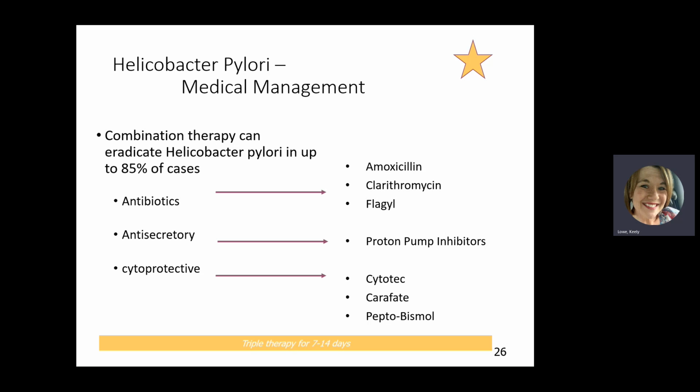Okay, so let's finish talking. We're talking about Helicobacter pylori. So how do we treat it? What kind of medications will help with that? It's really what's called a triple therapy, where all of these things are needed to eradicate the H. pylori. They have different purposes. This combination therapy can eradicate up to 85% of cases.